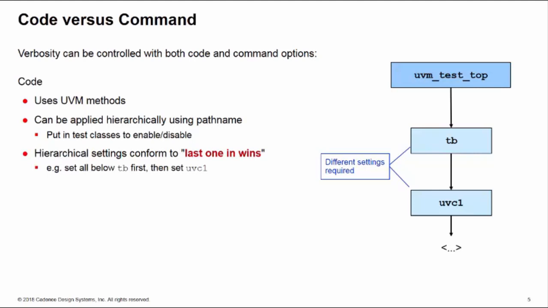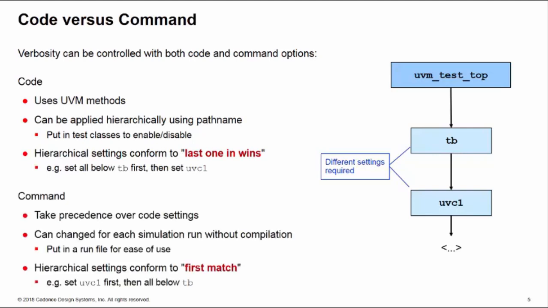Now when you apply these settings hierarchically, they conform to a last one in wins. What this means, if we need a different verbosity setting for the TB and the UVC1 levels of the hierarchy, you need to set everything below TB first and then set the verbosity for UVC1 to overwrite the setting applied to the TB hierarchy. The other option is to use command line options.